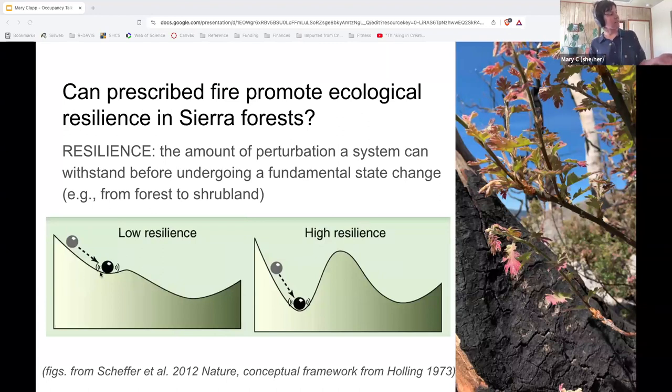Resilience has been characterized as this sort of ball and cup diagram, where a system with low resilience doesn't take much perturbation to slide over into a completely different state, whereas a system with high resilience takes quite a bit of perturbation to get pushed over into a different state. And so our goal was to study a prescribed fire before and afterward, to determine if we see evidence that it shifts forests to a more resilient state.